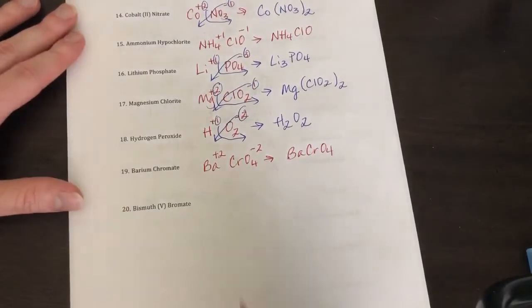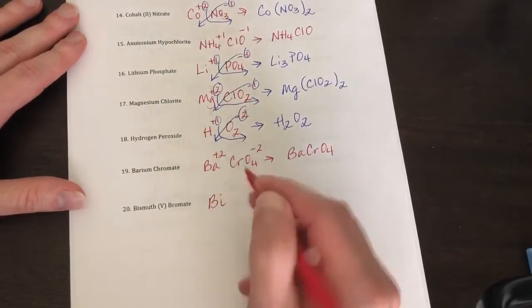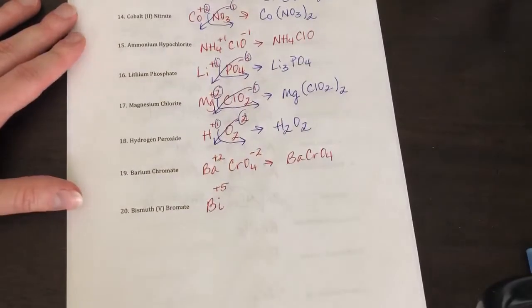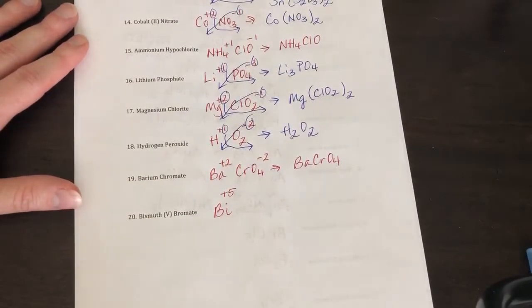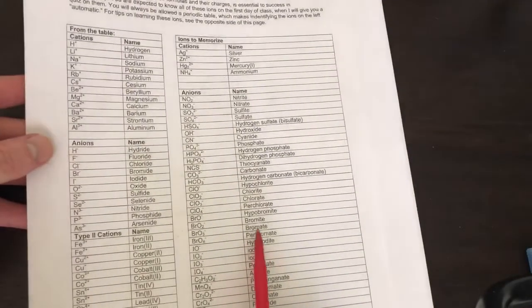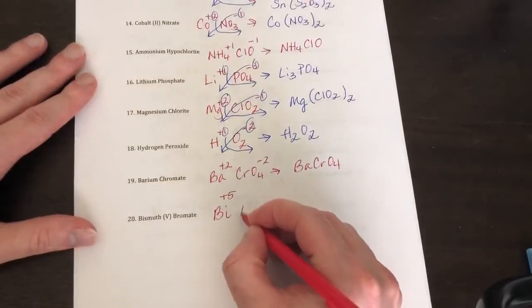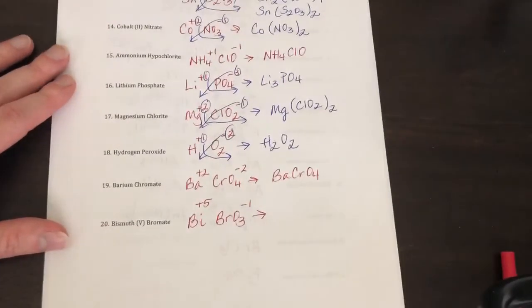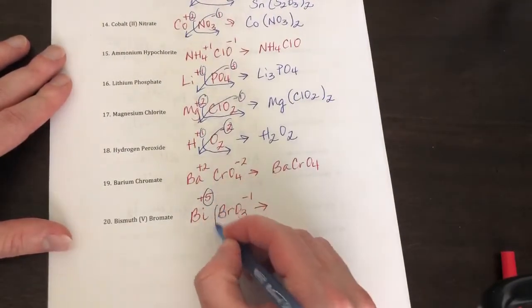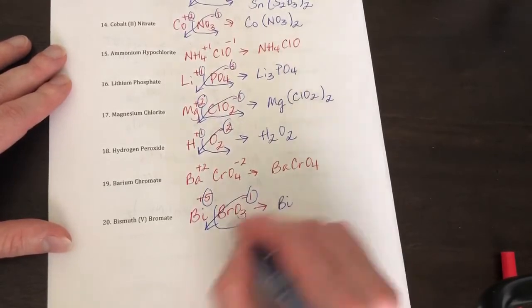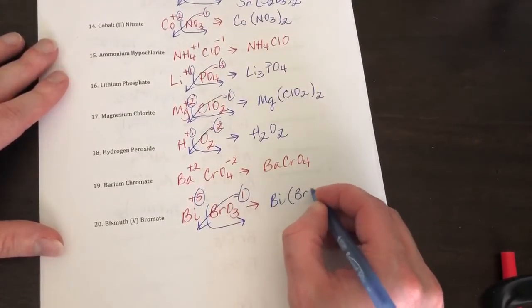Okay, bismuth bromate. The symbol for bismuth is Bi. It has a +5 charge. I haven't seen one like that yet. Bromate is BrO3 with a -1 charge. They're not equal and opposite, so we crisscross. We don't write the 1, so we get Bi(BrO3)5 like that.